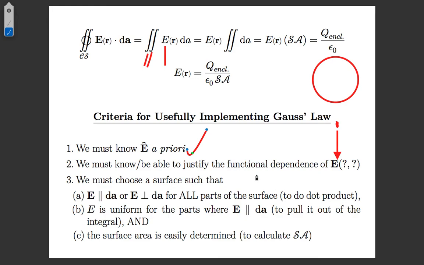Step number two, can we justify the functional dependence? Well, if you picture having this ball and we say, okay, this is a sphere, so if the field is in the r hat direction, maybe we want to use spherical coordinates. So we can think about moving around in various coordinates.